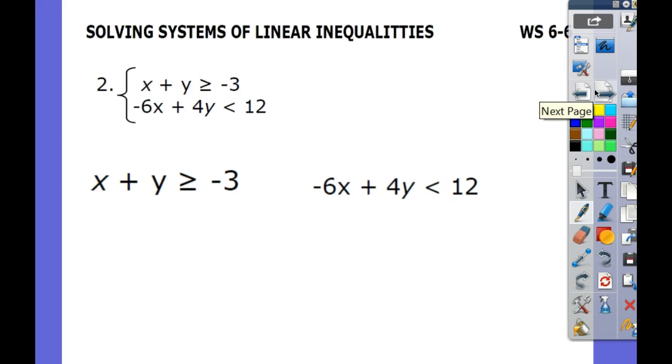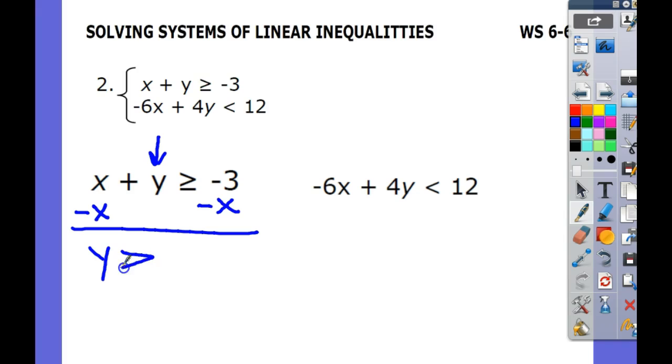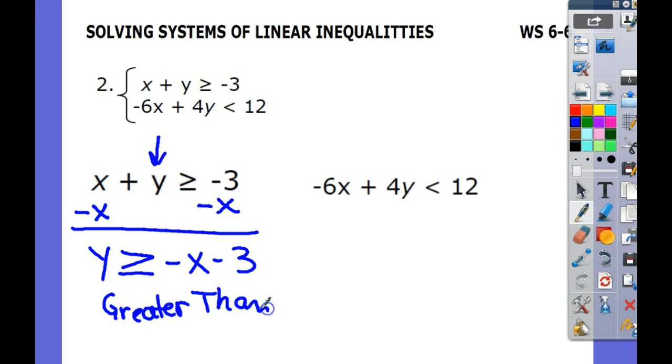Okay, would you please flip back over to your homework paper and let's try problem number 2. Problem number 2 is not in the right form. So we have to solve for y. If we're going to solve for y, what are we going to do with the x? And this is a greater than sign, just to remind you. And this line underneath it means that when we graph it in a minute, it's going to have a solid line.